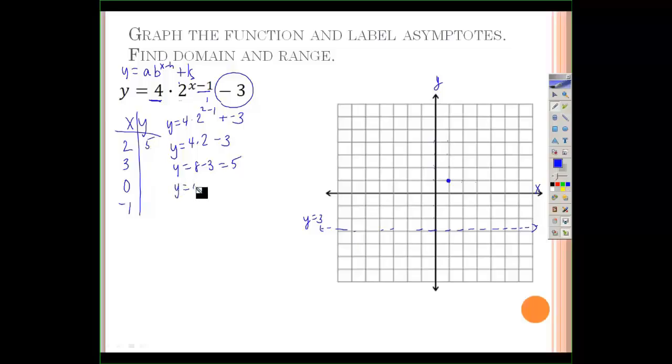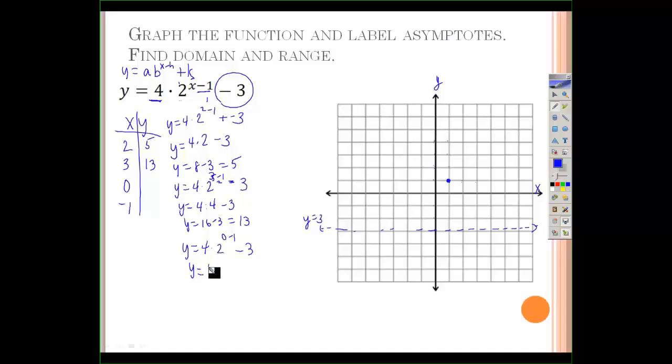Okay, I'm going to move on to the next one here. 4 times 2 to the 3 minus 1 minus 3. Y equals 4 times 2 to the 2nd now. I'm sorry, that should be a 3 right there. Sorry, 2 squared. 2 squared is 4, so 4 times 4 minus 3. Y equals 16 minus 3, which equals 13. And remember, we're doing exponential growth, so it should grow really fast or get small really, really fast. So that's a good number to get, 13. Okay, so y equals 4 times 2 to the 0 minus 1 minus 3.